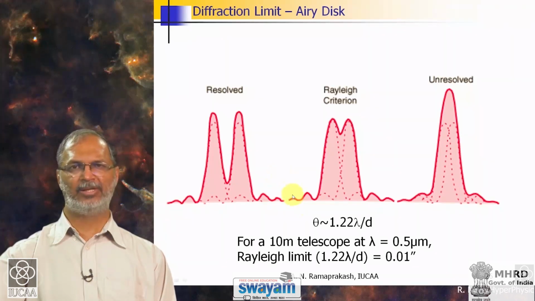Now, if I look at a 10-meter diameter telescope observing an object at a wavelength of half micron, the angular size of the Airy disk pattern, which is the distance from the center of the pattern to the first minimum, is given by 1.22 lambda over d, where lambda is the observing wavelength and d is the diameter of the telescope. If I put in these numbers, 10 meter diameter and half micron wavelength, the Rayleigh limit, 1.22 lambda over d, is 0.01 arc seconds.